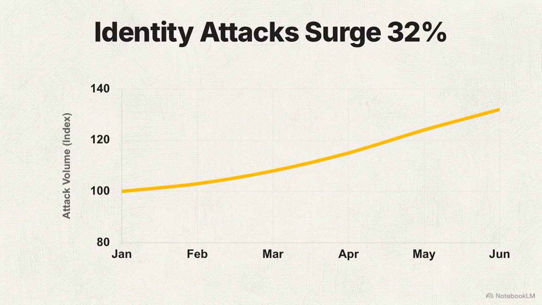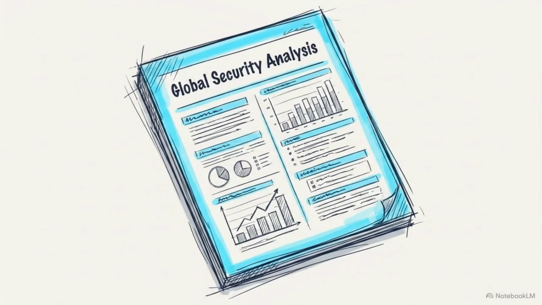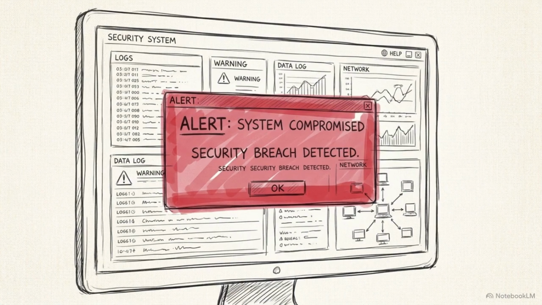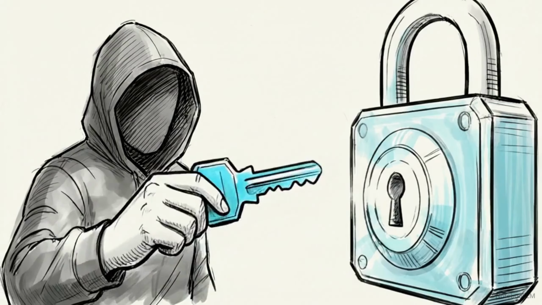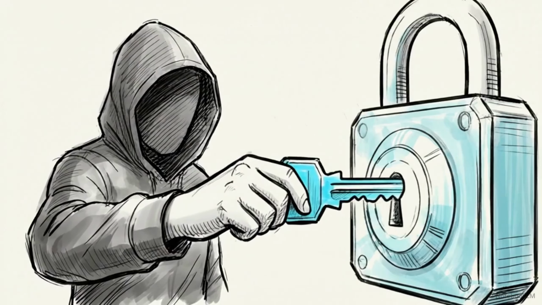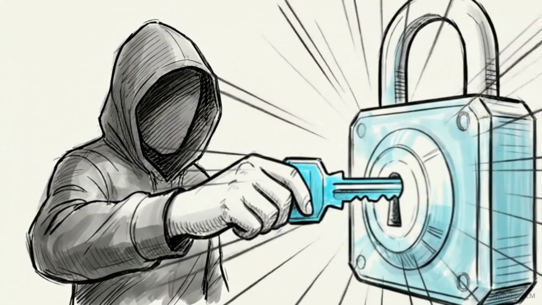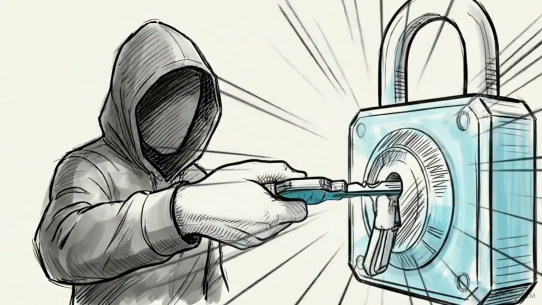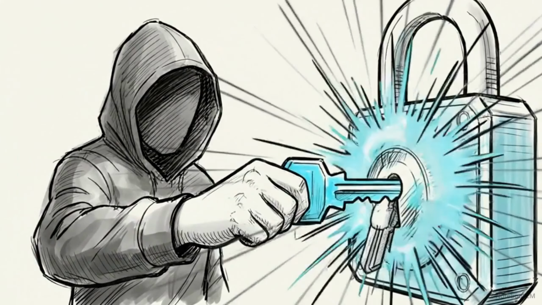Identity-based attacks increased by 32%, according to data from Microsoft's latest threat intelligence report. This represents a major shift in how systems are breached. Attackers are no longer focused on technical exploits to break through firewalls. Instead, they are logging in, using stolen credentials to enter legitimate access points.